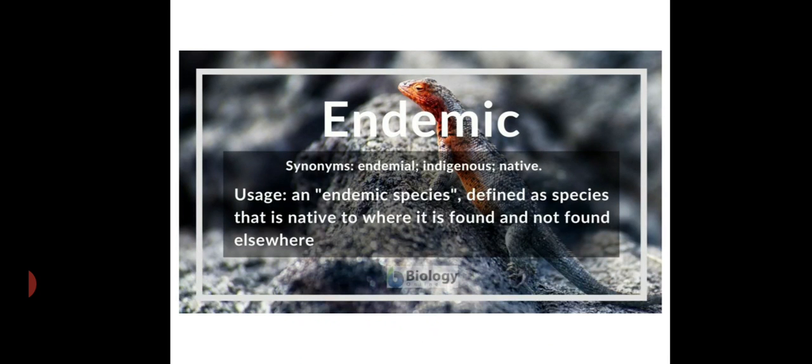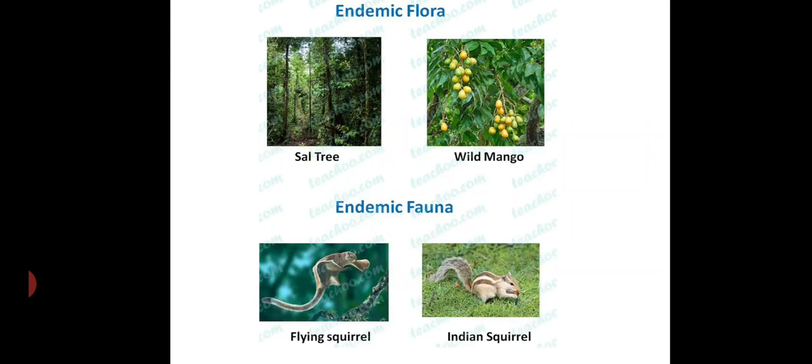Now let us understand what are endemic species. Endemic species are defined as species that are native to where they are found and not found anywhere else. Here you can see the picture of endemic flora and fauna of Pachmarhi Biosphere Reserve. Here you can see wild mango and Indian giant squirrel. So these are endemic species which are found in Pachmarhi Biosphere Reserve only. You cannot see them anywhere else. That is why they are known as endemic species.